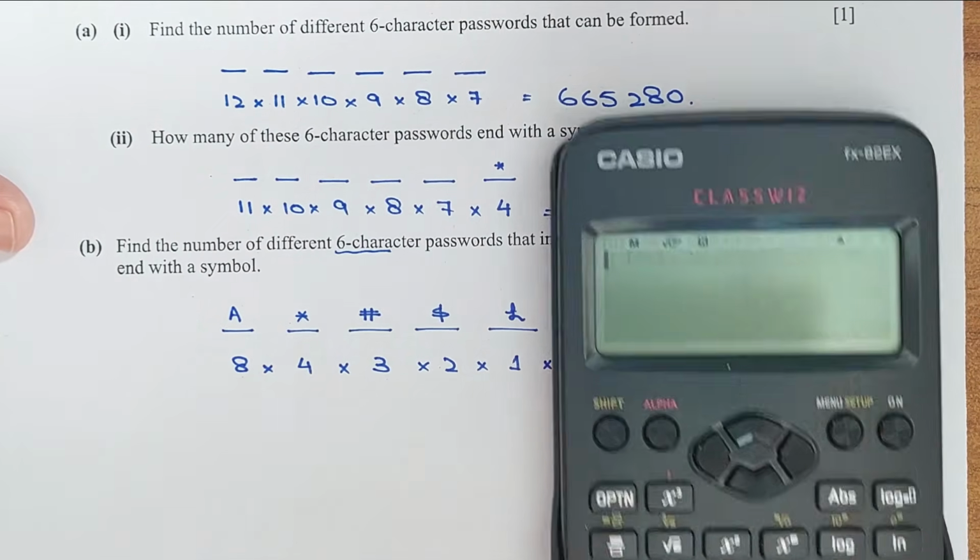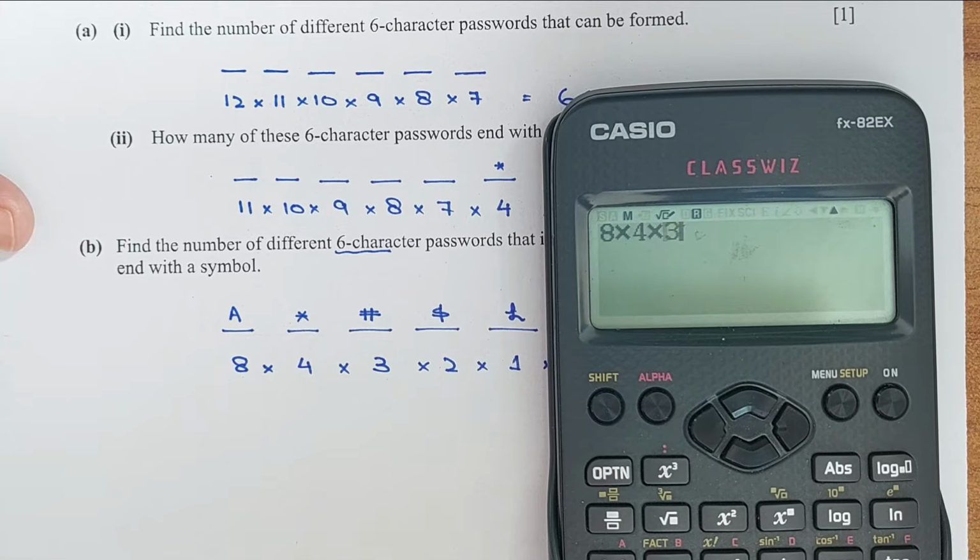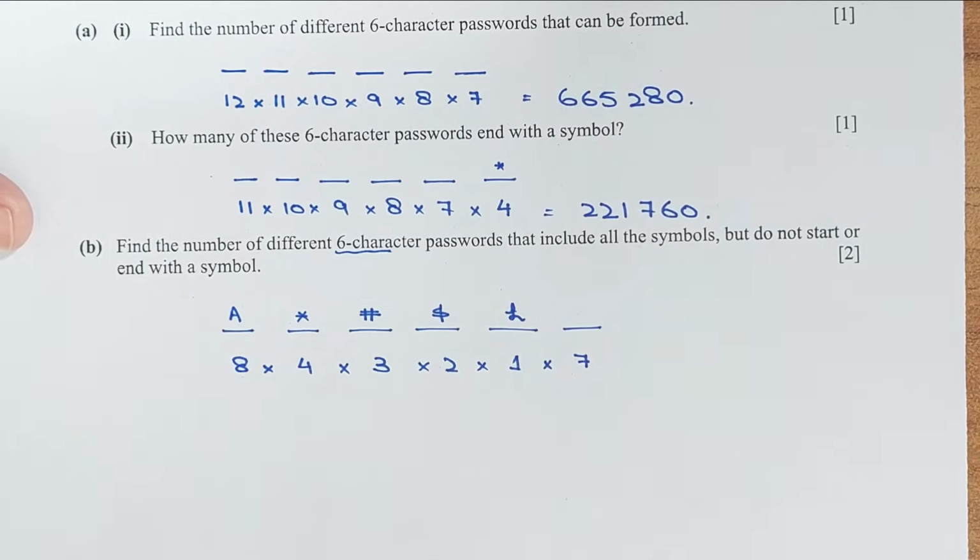Okay, so let me calculate. 8 times 4 times 3 times 2 times 1 times 7. 1344, 1344.